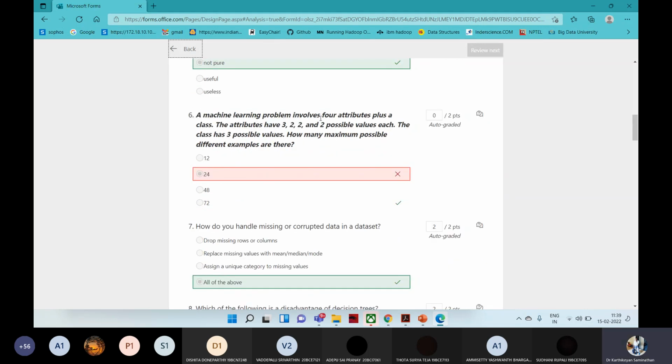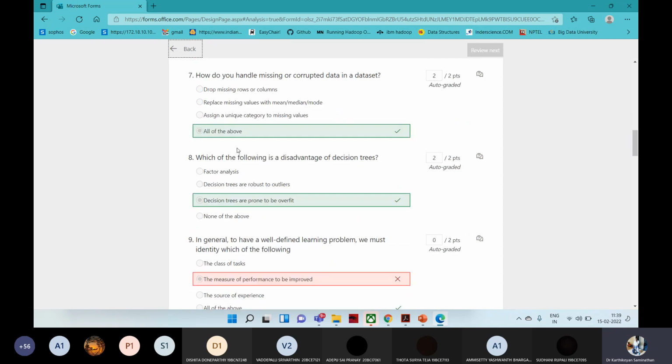A machine learning problem involves four attributes plus a class. The attributes have 3, 2, 2, 2 possible values, and the class has 3 possible values. How many maximum possible different instances are there? It is 3 into 2 into 2 into 2, so totally you will have 72 values. So 72 is the answer.